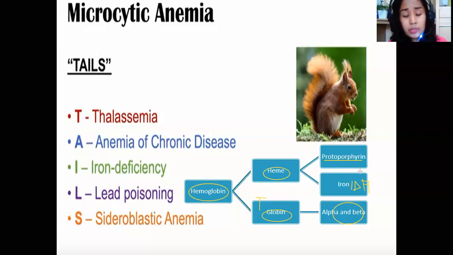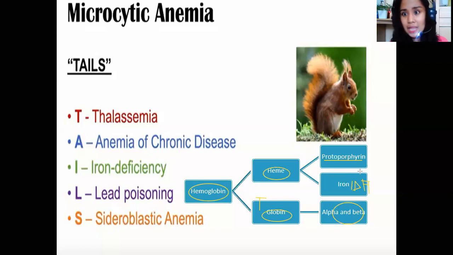And anemia of chronic disease. Anemia of chronic disease happens when, this is secondary, there is chronic inflammation, infection. Anemia of chronic disease happens. Ma'am, what is the connection to microcytic anemia? In anemia of chronic disease class, apparently the macrophages trap the iron.